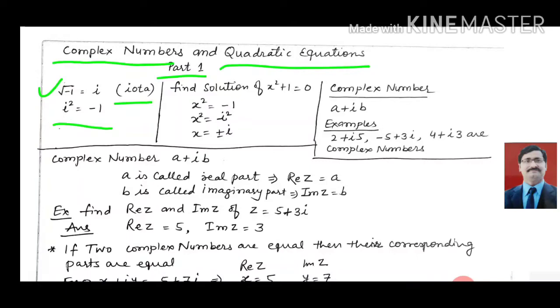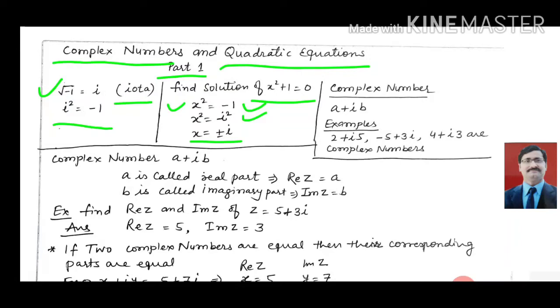Look here, one question we do: you have to find the solution of x square plus 1 equal to 0. Means you can write x square equal to minus 1, and that you can write x square equal to iota square. So x will be plus minus iota. In 10th class, if we do this type of question, we write there is no solution because the square is negative. But here we have two solutions, plus iota and minus iota.